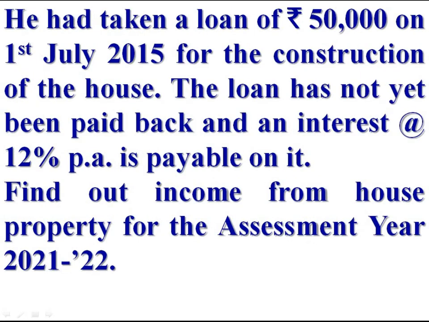He had taken a loan of Rs 50,000 on 1st July 2015 for the construction of the house. The loan has not yet been paid back and an interest at 12% per annum is payable on it. Find out income from house property for the assessment year 2021-22. This is the question and now we are entering into its solution.